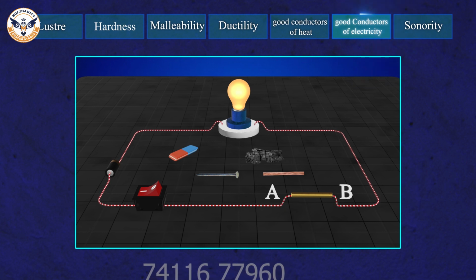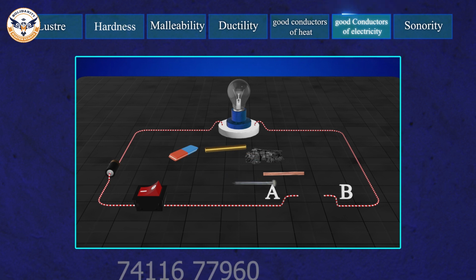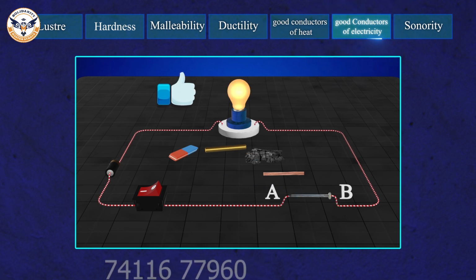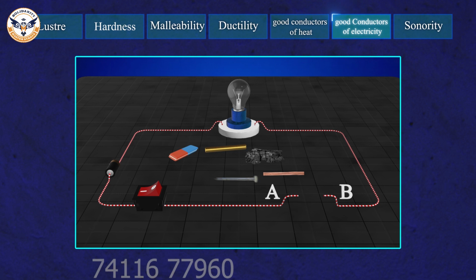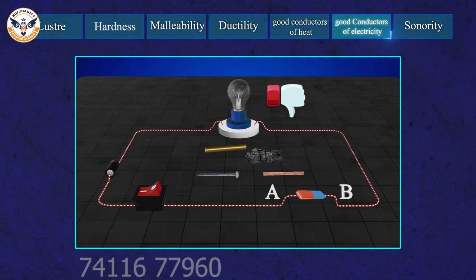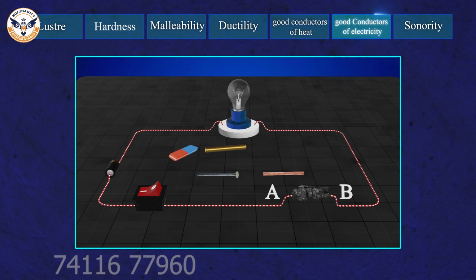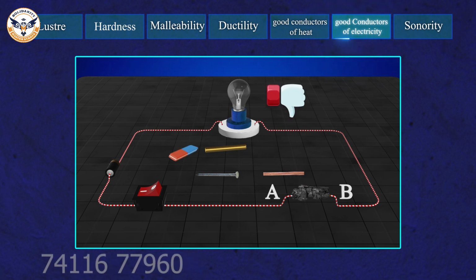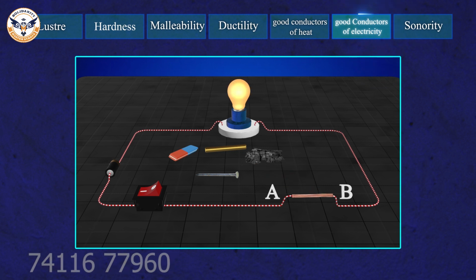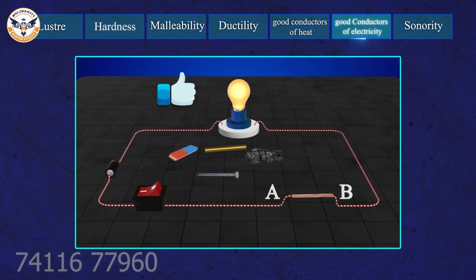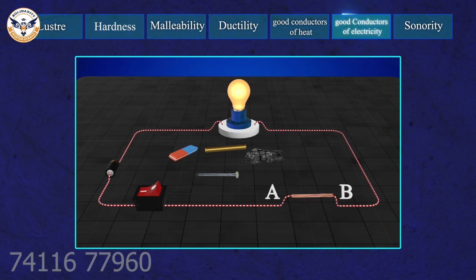Observation. Material and conductivity. Iron nail, it's good conductor. Rubber is bad conductor. Gold piece is bad conductor. Copper wire, it's good conductor. So, from this activity, we come to know that metals are good conductor of electricity.